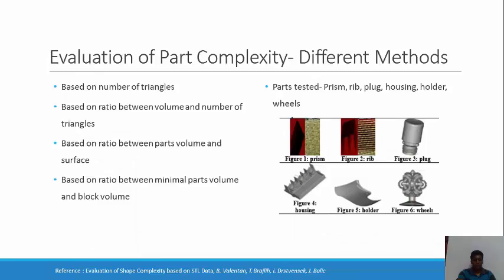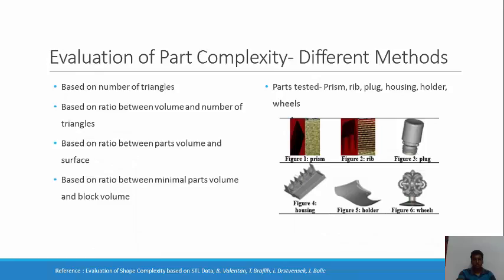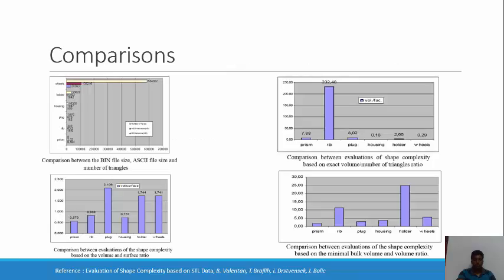Then finally we come to evaluation of shape complexity based on the ratio between a minimal block volume and a part's volume. So this is again the comparison for the minimum block volume and volume ratio. So here block volume to volume ratio also shows a difference between simple bulk parts and more complex free-form surface parts, and can be comparable to both volume to surface ratios. So I have given the paper which I have referred for both the case studies. You can go through it if you need it in more detail.